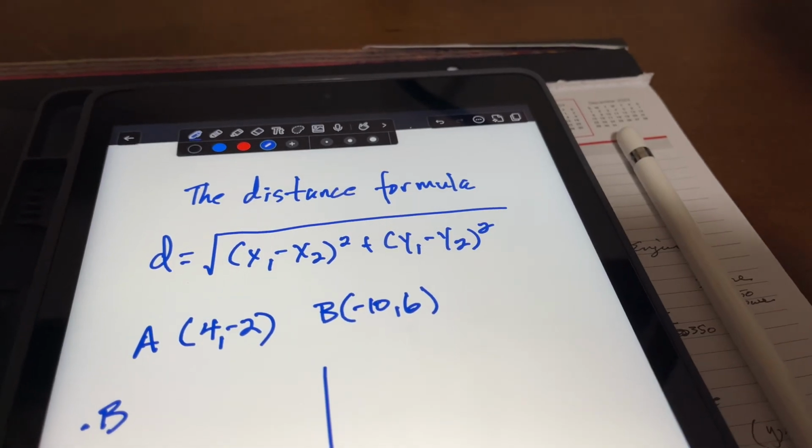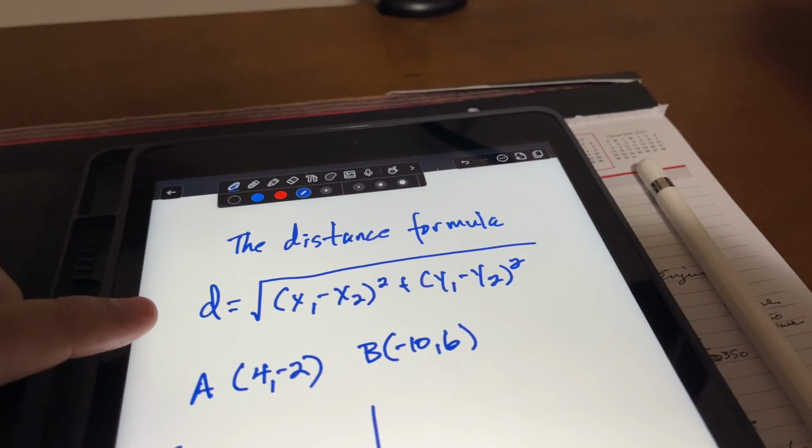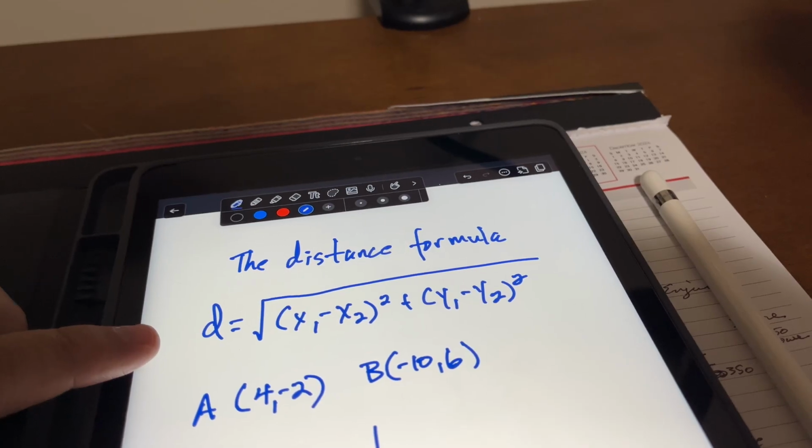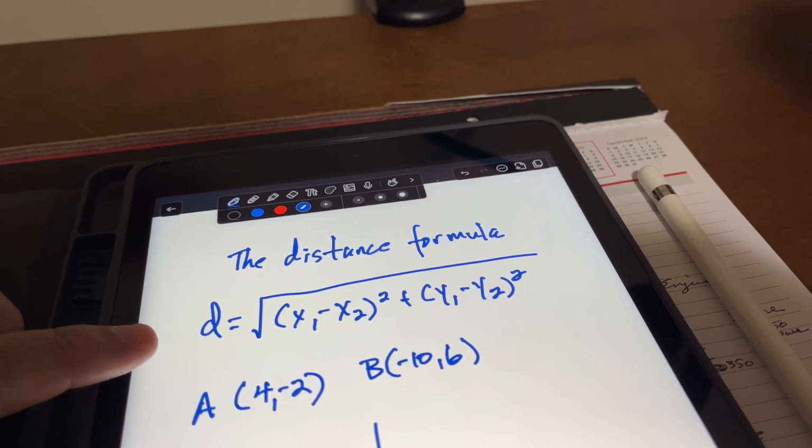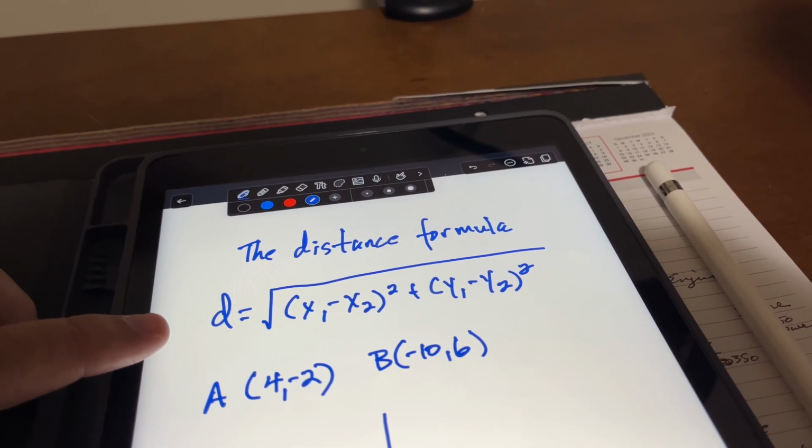Let's talk about the distance formula. Here it is. The distance is equal to the square root of (x sub 1 minus x sub 2) squared plus (y sub 1 minus y sub 2) squared.